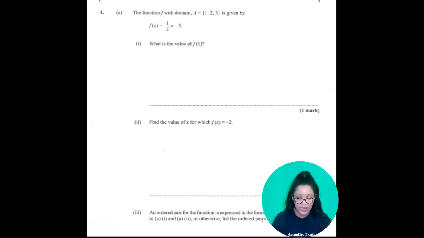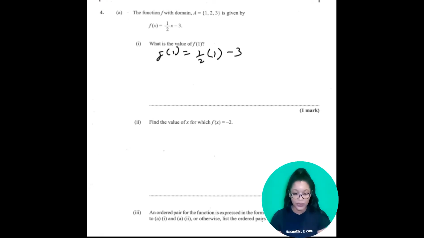Question, June 2018. The function f with domain A equal to 1, 2, 3 is given by f of x is equal to half x take away 3. Find the value of f of 1. So we know how to do that. We substitute 1 for x. So it'd be half by 1 take away 3. A half by 1 is a half. Take away 3. So a half take away 3 is negative 2.5. So f of 1 is equal to negative 2.5.